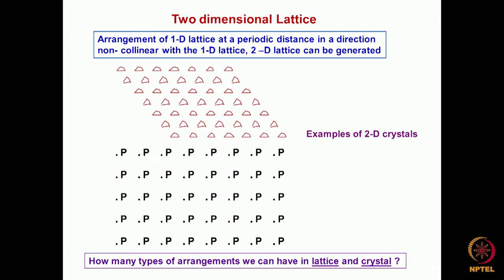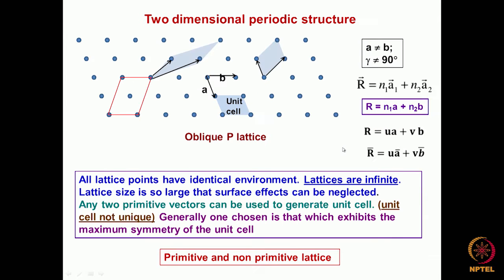Okay. I have just shown two examples of it, and in the second one I marked some lattice points associated with the motif also. If we consider only the lattice points, which generate a two-dimensional lattice, what are the different types of lattices which we can generate? Let us look at it.